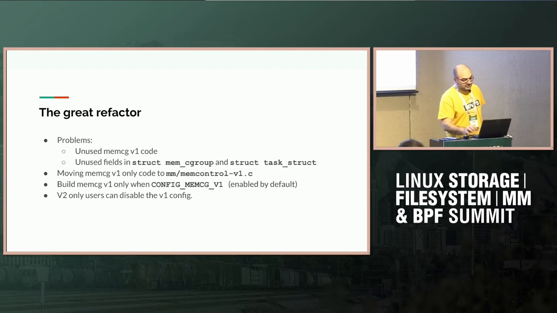All right, so the first: the patch set posted last week moves all the V1-only code into a separate file and puts it behind a config option. By default it's enabled, but users who use only V2 can disable it and don't need to have all the V1 code or the fields built into the kernel.